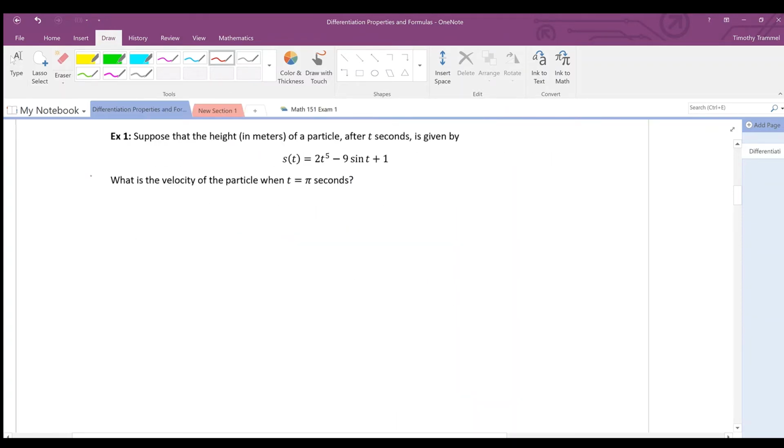Example 1: suppose that the height in meters of a particle after t seconds is given by s of t equals 2t to the fifth minus 9 sine of t plus 1. What is the velocity of the particle when t equals pi seconds? The first thing we need to do is remember that if we're looking for the velocity, that's just the derivative of our displacement function, or position function, or height function.